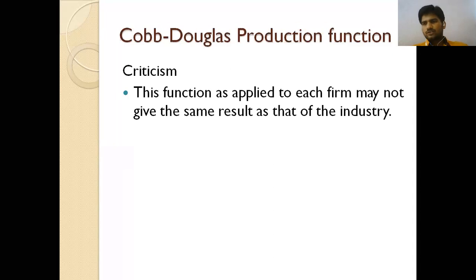For example, consider different organizations, all producing the same or different products. If we apply the Cobb-Douglas production function to these organizations, every organization is not going to give the same result. It may differ. Maybe in one place there is a problem with the electricity, maybe with the employees, maybe with the inputs.